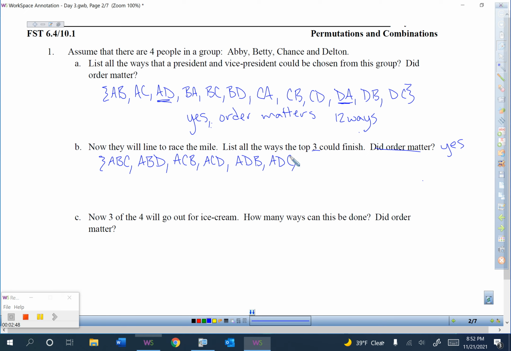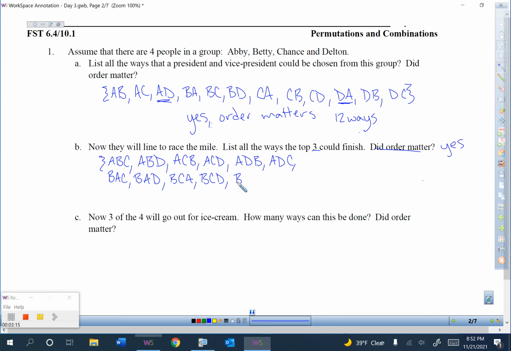We're going to let Betty get first place now. So with Abby and Chance, then Betty, Abby, Delton. Second place will change up again. So then with Abby first, and then we'll let Delton go next. Then we've got Delton being second place to finish up here, and putting that with both the possible options.